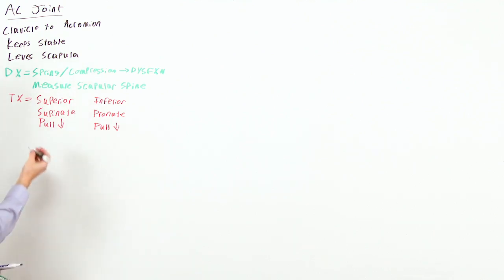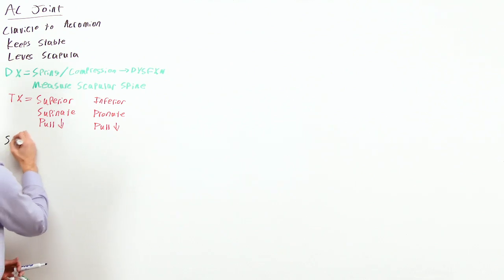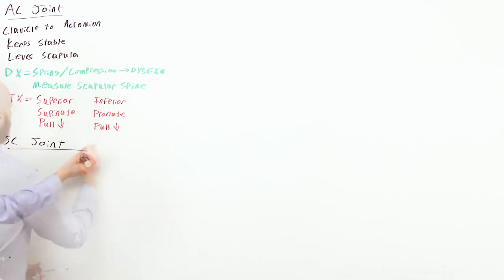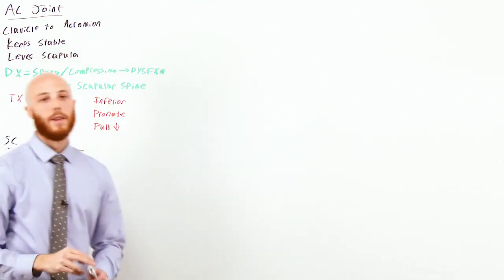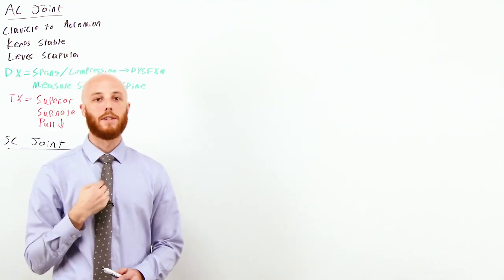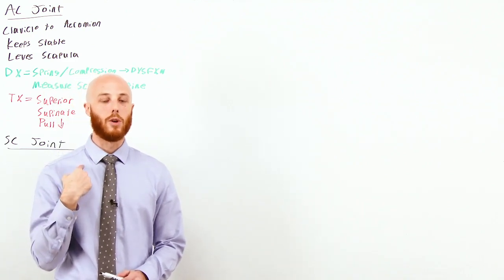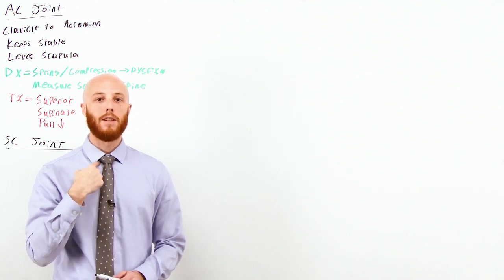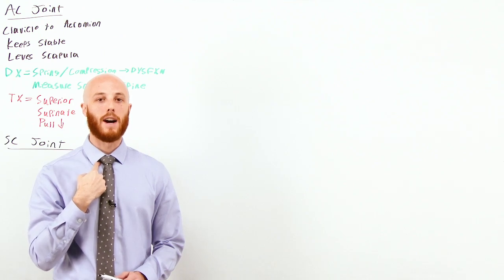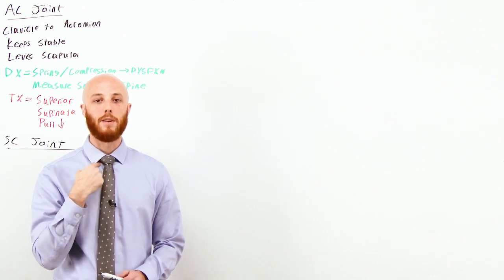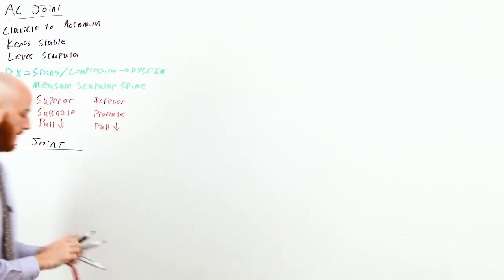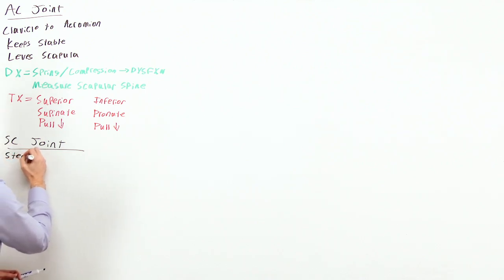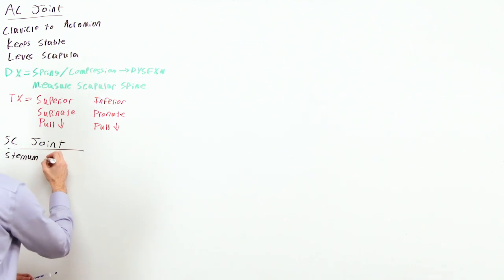So next we move over to the SC joint. The SC joint is the sternoclavicular joint. It's where the sternum and the clavicle attach. You can palpate this area by this notch right at the top of your sternum, and you have one on both sides. So the SC joint is where the sternum connects with the clavicle.